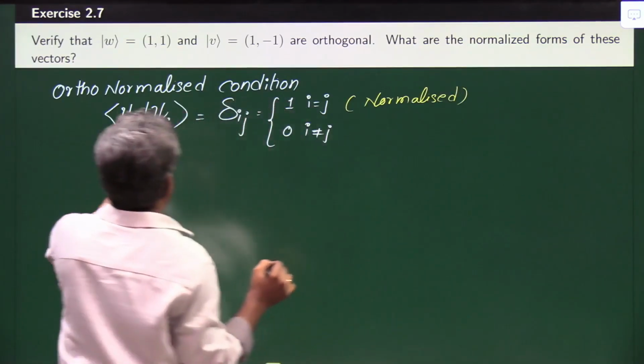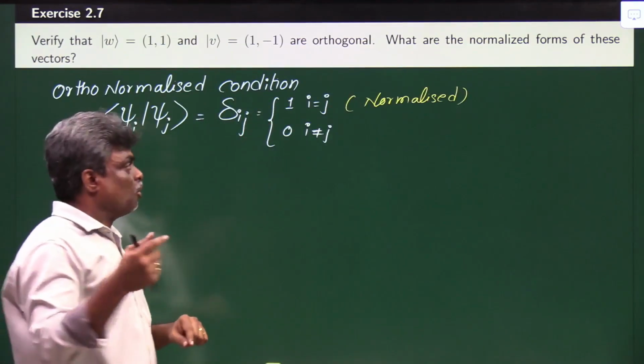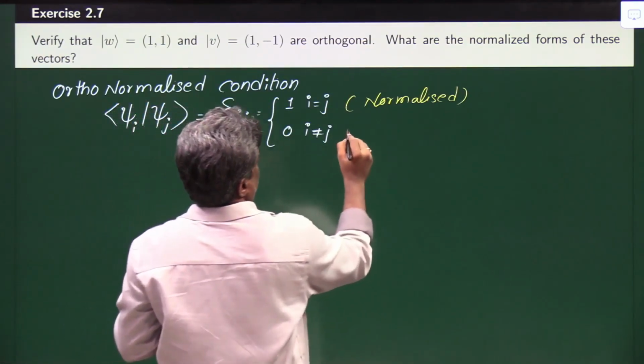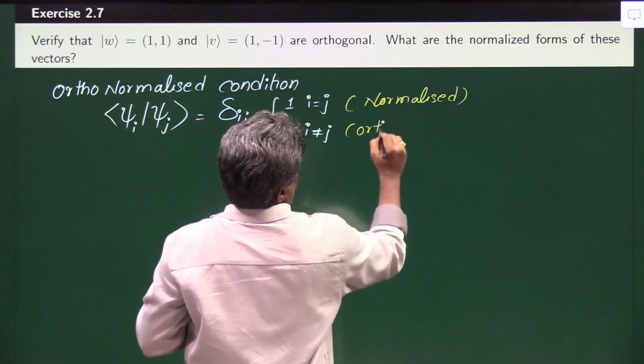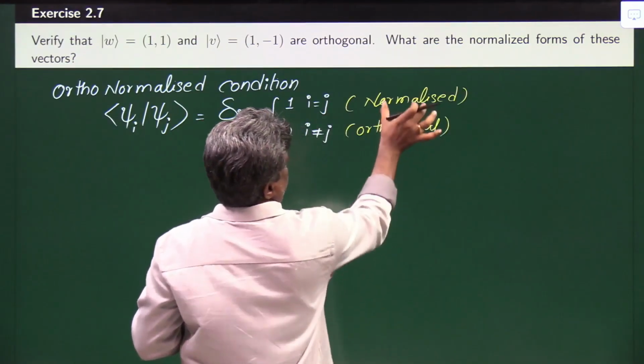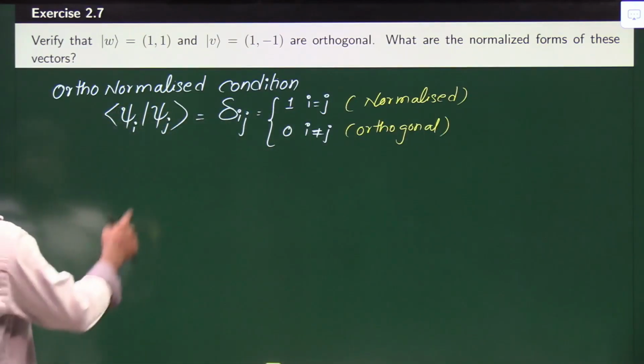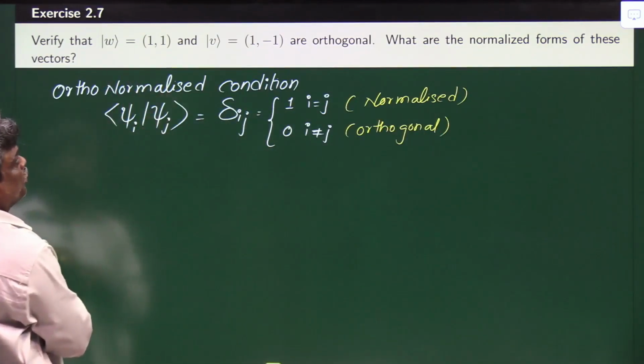That means these two are the same, and if it is equal to 1, that state is said to be a normalized state, and if it is 0, this is an orthogonal condition. So this is the orthogonal condition and this is the normalized condition. Okay, so first let us check whether these are orthogonal or not.